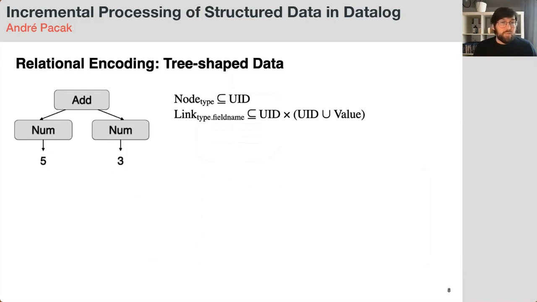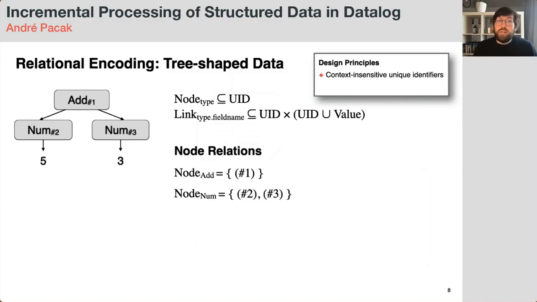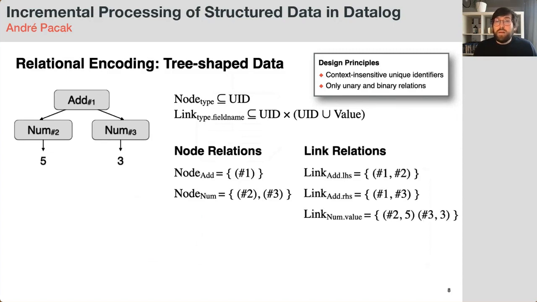Here we have an example tree, and we follow the first design principle by attaching to each tree node a context-insensitive unique identifier. And based on these unique identifiers, we can now describe the node relations, one for the addition node type, one for the number node type. And we can describe the link relations with them, one for the left-hand side child of the addition, one for the right-hand side child of the addition, and one for the value of the number node. And here we see that we also follow the second design principle, that we only use unary and binary relations.